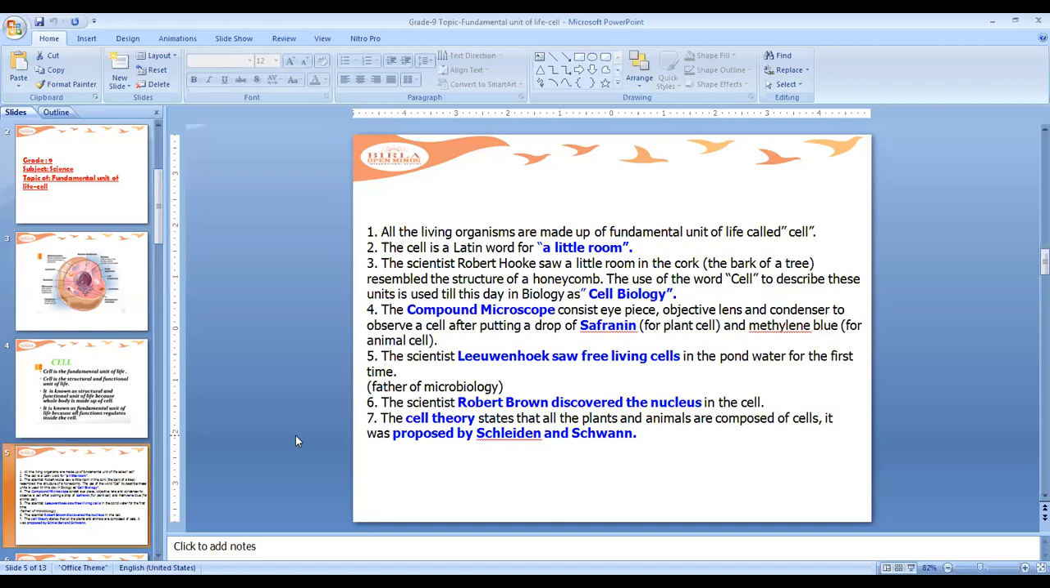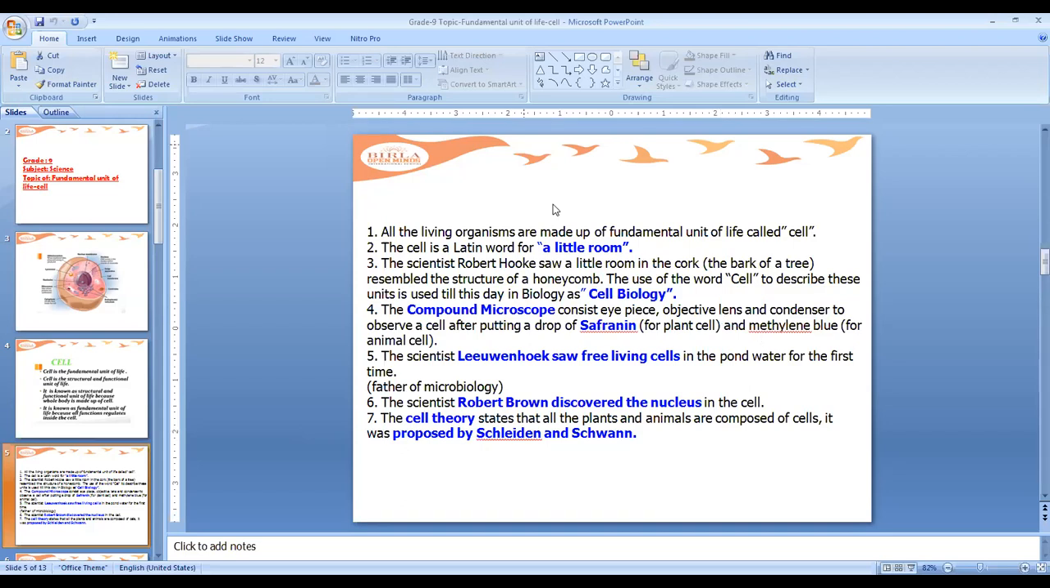Like for example, the human being, we also have so many cells in us, isn't it? Are we unicellular or multicellular? We are multicellular because we are made up of so many cells. Anthony van Leeuwenhoek is also known as the father of microbiology. The scientist Robert Brown discovered the nucleus in the cell.